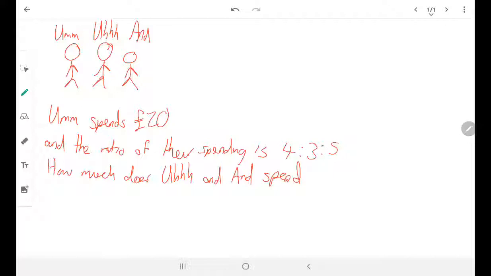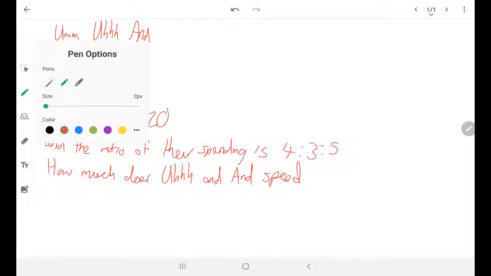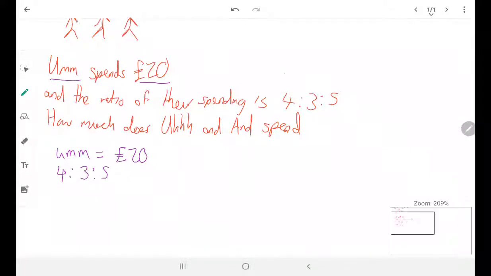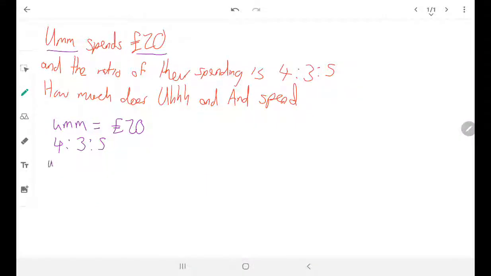So this is a ratio question, and often you get told just to add up the three numbers and then divide. But that doesn't really work. It works sometimes, but most times it doesn't. Now what we need to do is look at what we know. Well, we know that equals 20. Then we look at the ratio. We have a ratio of 4 to 3 to 5.